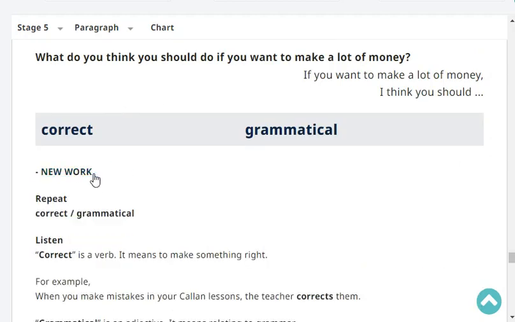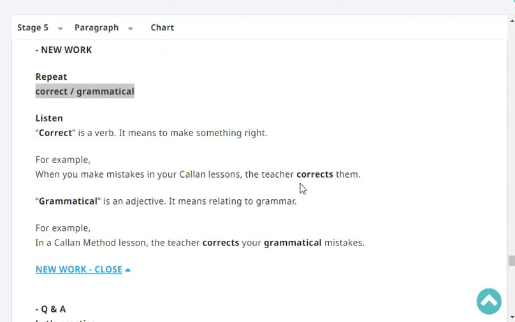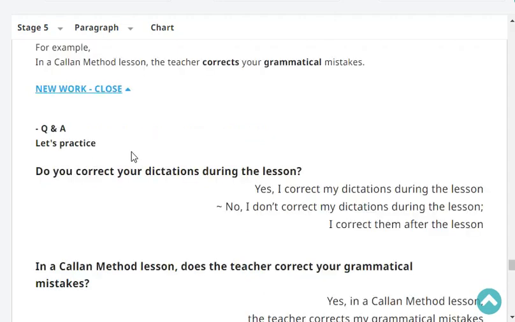Next, repeat. Correct. Grammatical. One more. Grammatical. Very good. Okay, listen. Correct is a verb. It means to make something right. For example, when you make mistakes in your Callan lesson, the teacher corrects them. Grammatical is an adjective. It means relating to grammar. For example, in a Callan method lesson, the teacher corrects your grammatical mistakes.